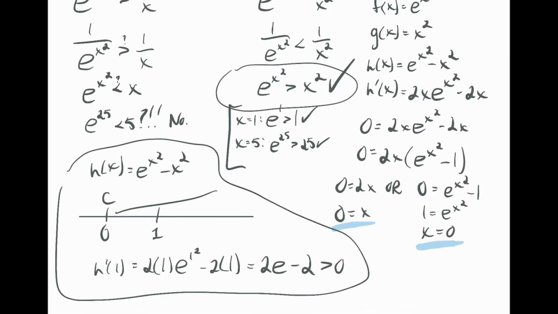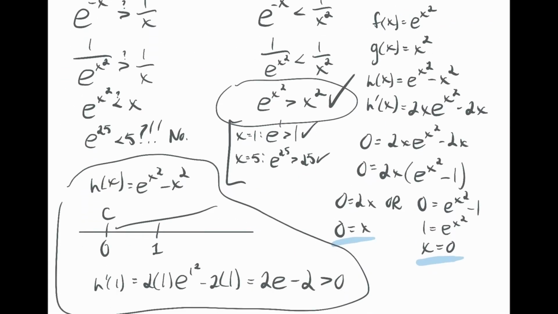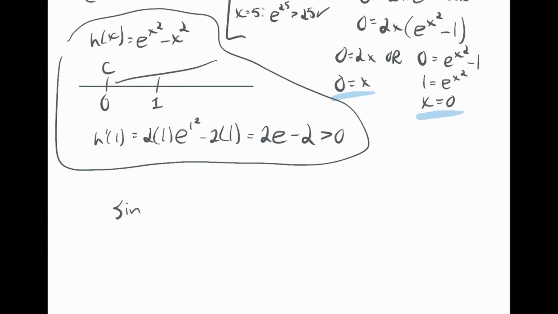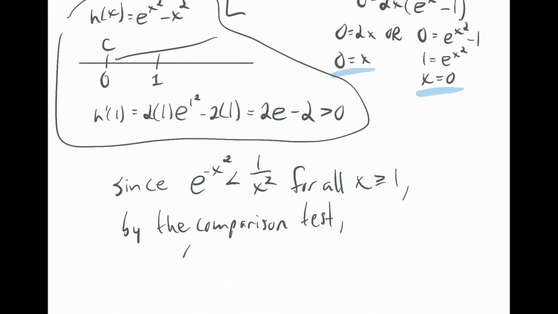So yep, always true. So I can say that through the comparison test, this is convergent. Okay, so since e to the negative x squared power is less than 1 over x squared for all x greater than or equal to 1, by the comparison test, the integral from 0 to infinity of e to the negative x squared power dx converges.